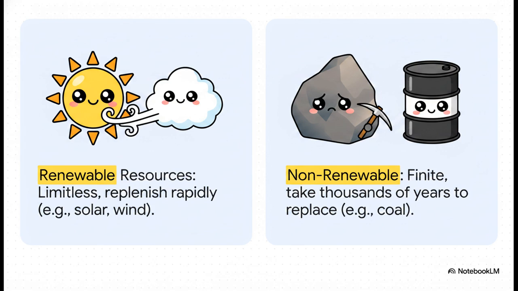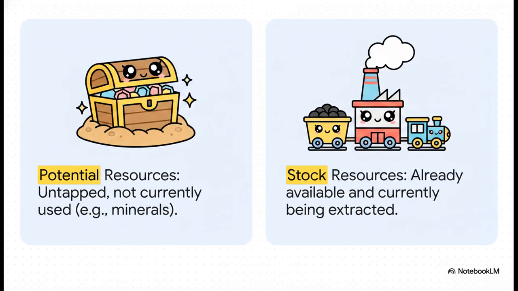But, and here is a huge, crucial detail for your test. Don't forget that even renewable resources, like groundwater, can become dangerously scarce if humans overexploit them. Just look at cities around the world that are currently facing day-zero water crises. Renewable doesn't always mean invincible. Next up, we have potential versus stock resources. Think of potential resources as completely untapped. They exist out there, maybe even in massive quantities, but we just aren't using them right now.